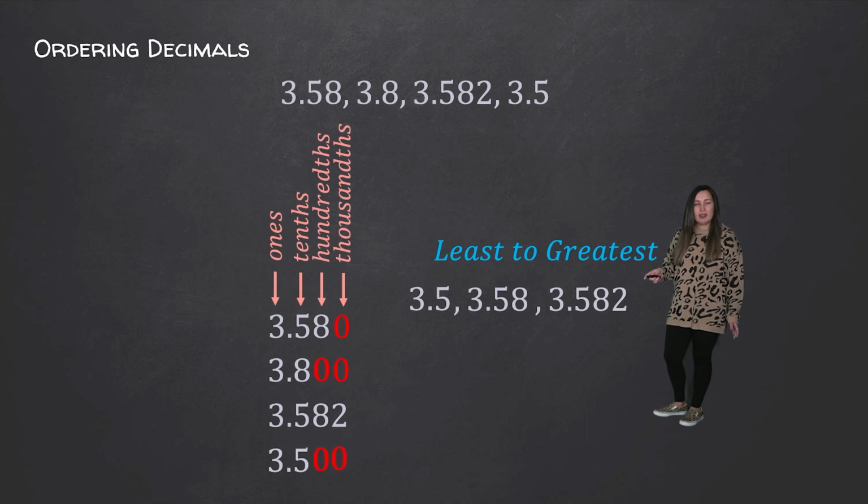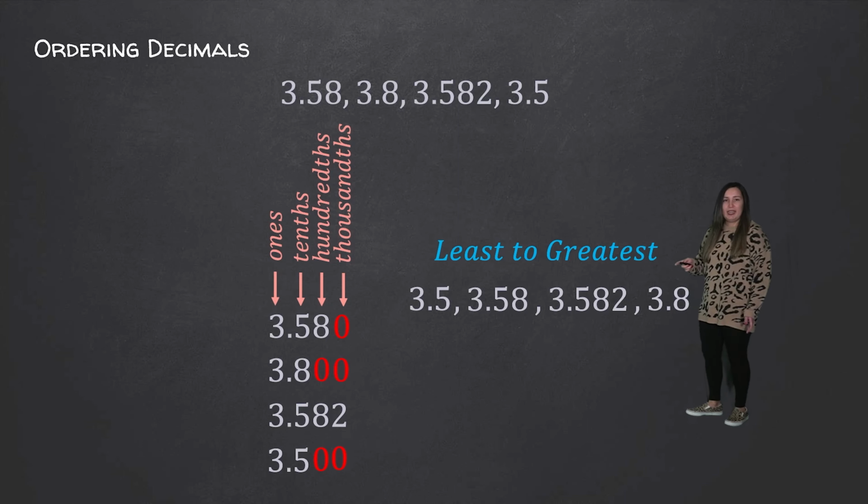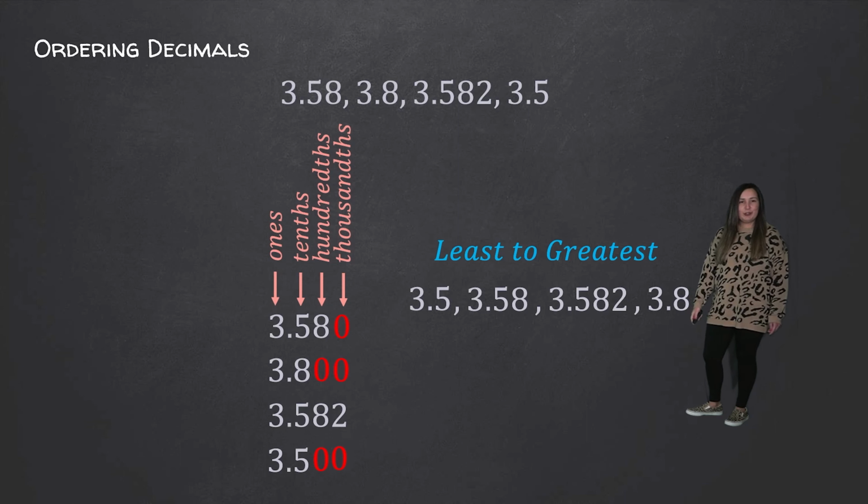And then finally, we have 3 and 8/10. And this one's bigger because the number in the tenths place value is automatically bigger than the other three values in their tenths place value. So that's it for ordering decimals.